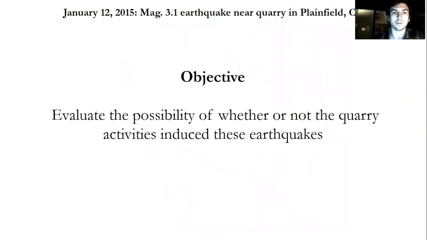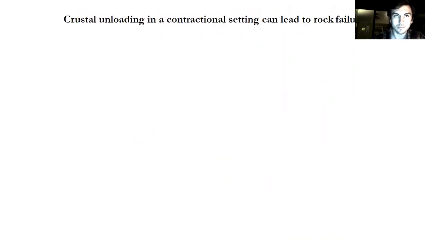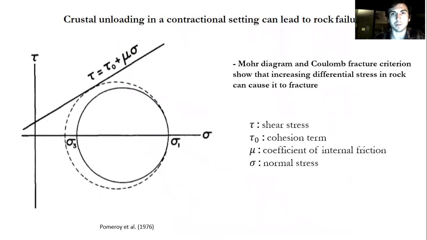So my objective here is to evaluate the possibility of whether or not the quarry activities induced these earthquakes. So crustal unloading in a contractional setting can lead to rock failure, at least from a rock mechanics point of view. So if you look at a Mohr diagram with a Coulomb fracture criterion, you can see that increasing differential stress in rock can cause it to fracture. And specifically, in a contractional setting, your maximum principal stress, sigma 1, is going to be horizontal. Your minimum principal stress is going to be sigma 3.